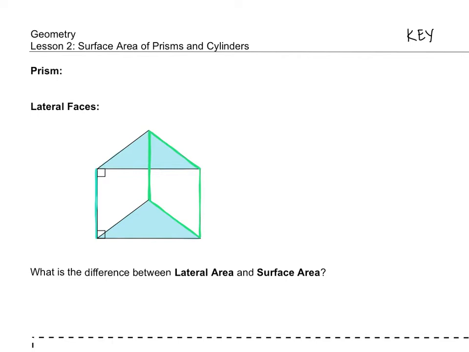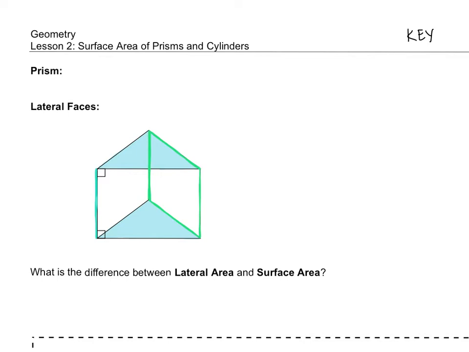Today we're going to specifically focus on two of those that we started to look at out of the four. So today we're going to start looking at prisms, and then tomorrow in class we're going to finish up with cylinders. So go ahead and pull out your surface area and volume packets. We are going to go ahead and open up to page 3.